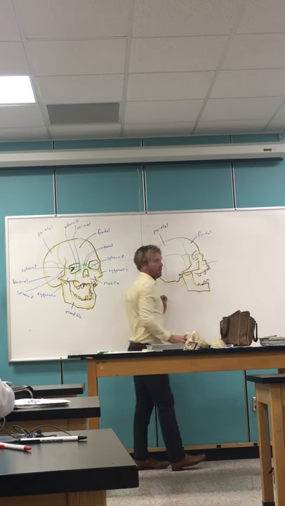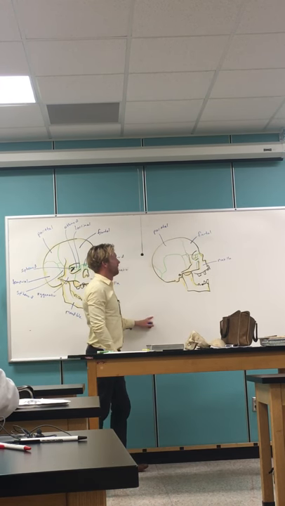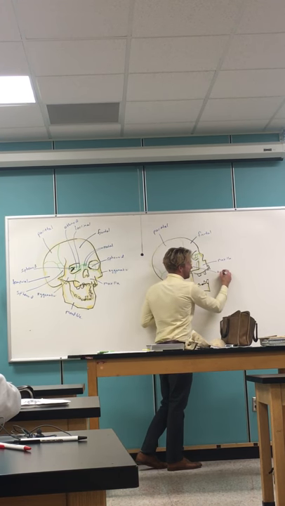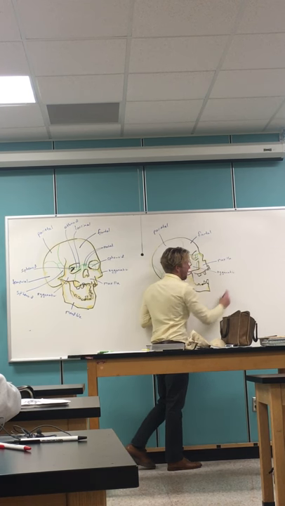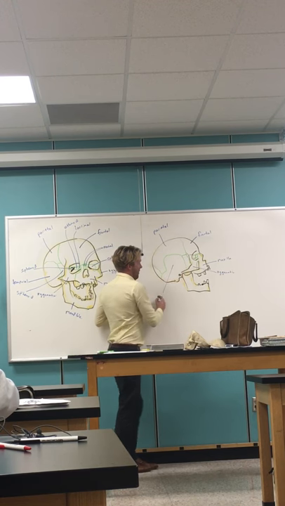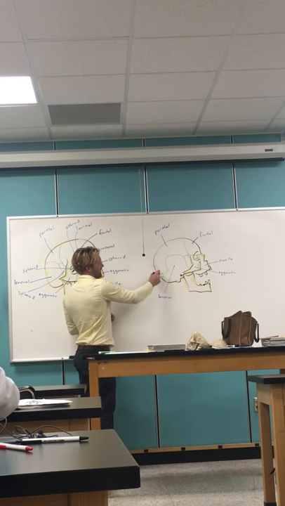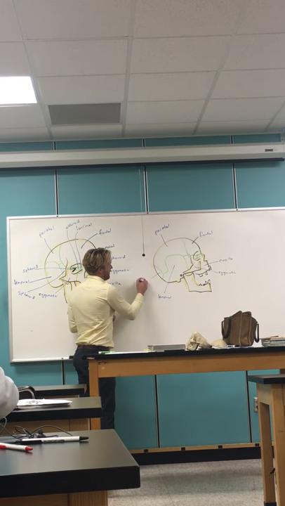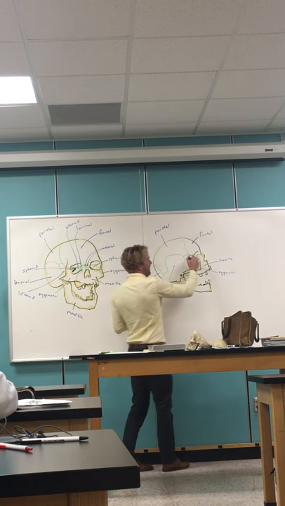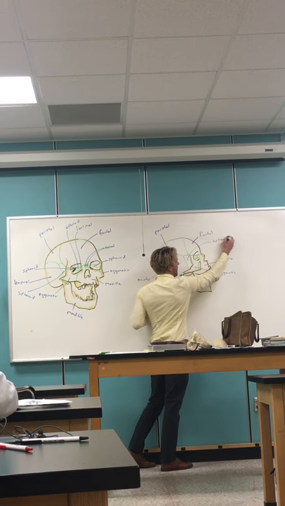What's this bone? Maxilla. What is this bone? Zygomatic. This bone? Temporal. Perfect. This bone, we haven't named that one yet. Occipital. That's your occipital. What about this guy? Sphenoid. That's that little part of the sphenoid.